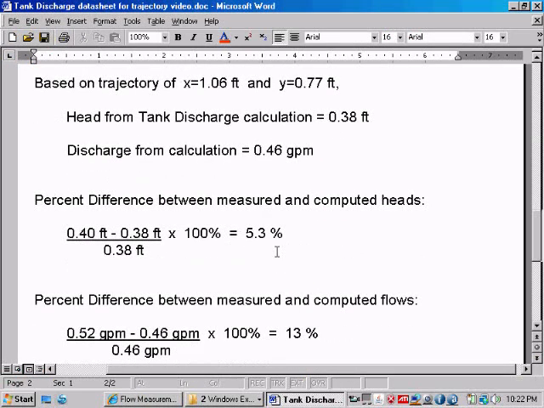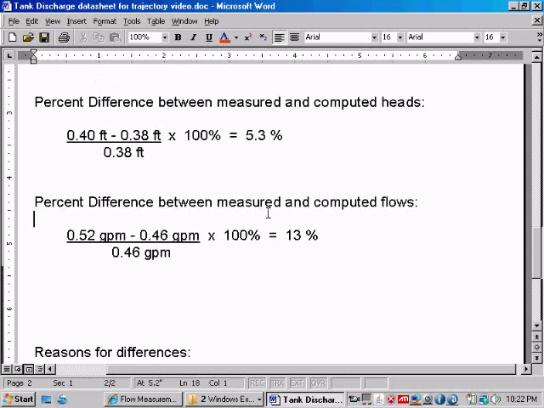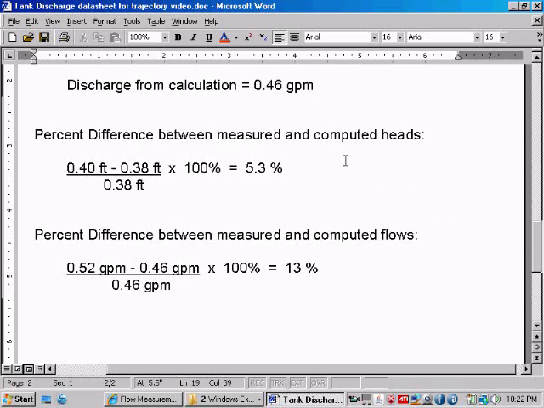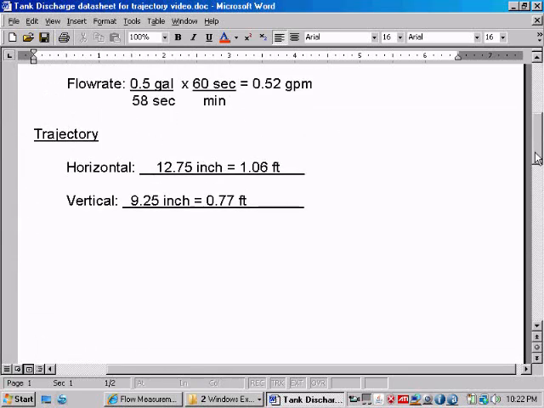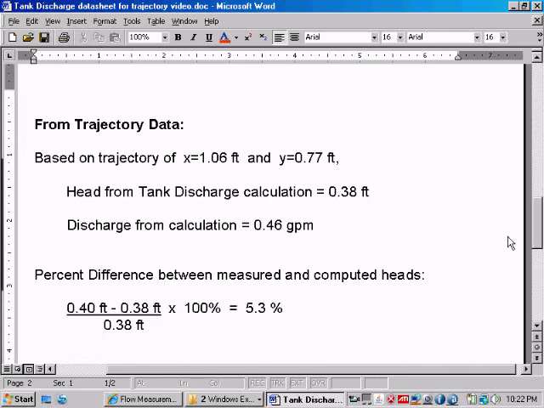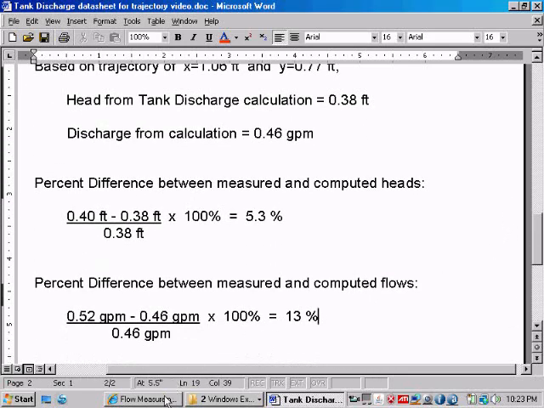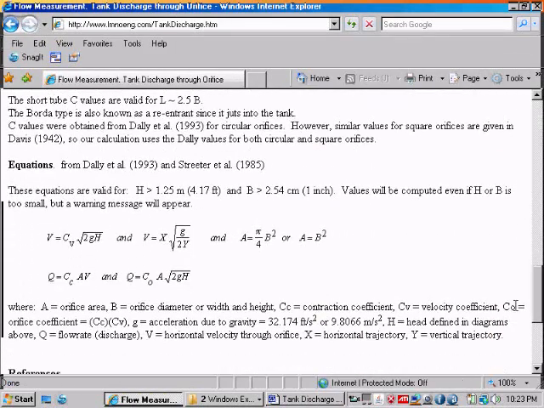And so then we can compute the percent difference between the measured and computed heads, which is 5.3%. And then the percent difference between the measured and computed flows is 13%. And these heads and flows are based on the trajectory data. The X and Y trajectory data that we measured are all that you need to compute the head and the flow rate, as you could see on the equations that were used in our calculation here. Again, to review, your X and Y give you the velocity. Once you know velocity, you can compute the head. Once you know the head, you can compute the flow rate.